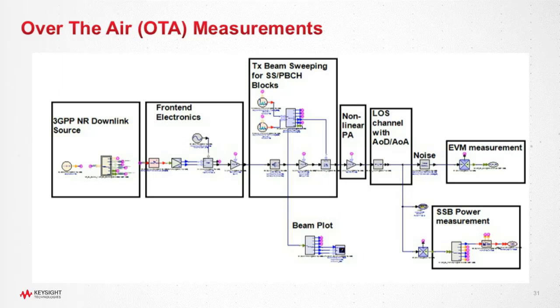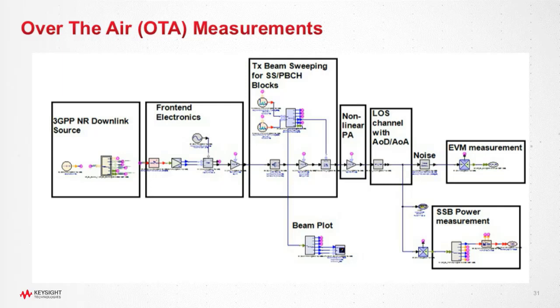And we are steering the beam. We created the weights, the phase and amplitude weights that programmed the phase shifter and then the attenuator. And finally, we amplified the signal through a power amplifier and passed it through a very well modeled channel, a line of sight model with angle of departure and angle of arrival information. And finally, we added the noise that is added to the signal as it goes through the environment. And then we made the EVM measurement at the end of that.